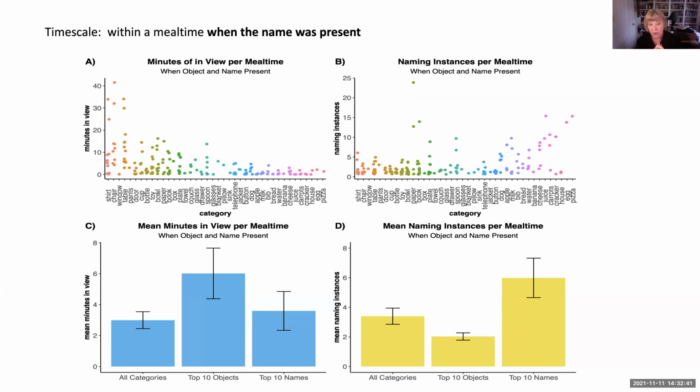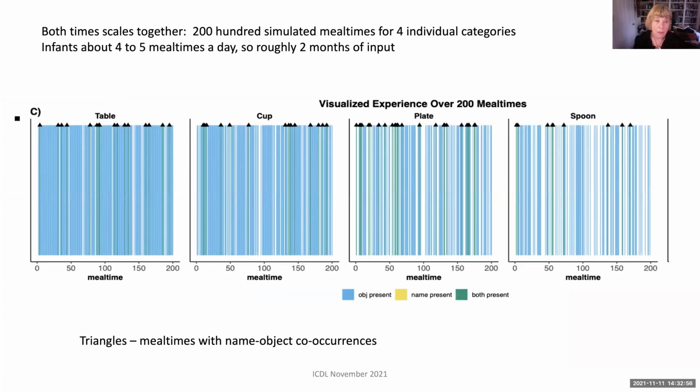There's no evidence that I know of that babies under a year of age can form durable and expressible memories from just one few-minute experience with multiple naming. This figure puts the 2 time scales together. What we did was simulate what 200 mealtimes would look like. We did it for each individual category of the 40, but here I'm showing you 4 individual categories. Since infants eat 4 to 5 times a day, 200 mealtimes is roughly 2 months of input.